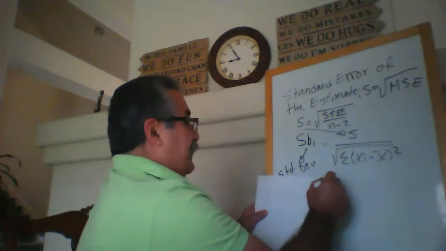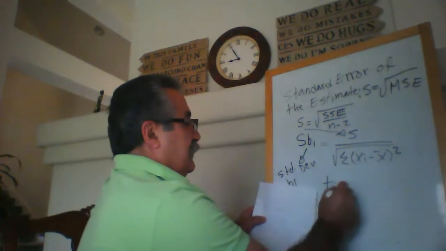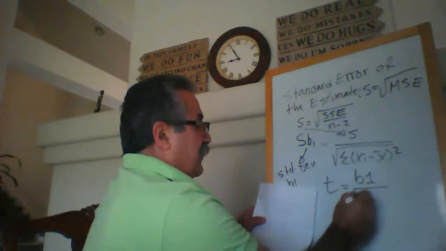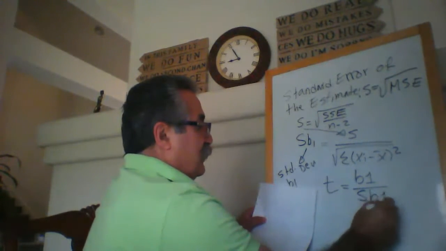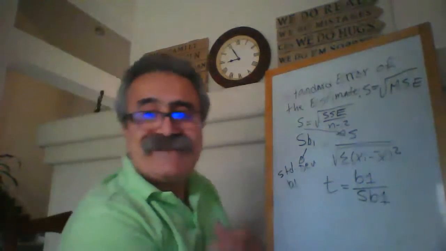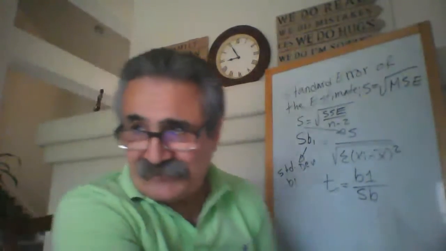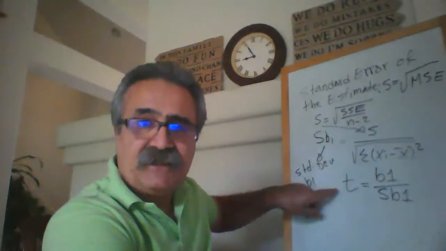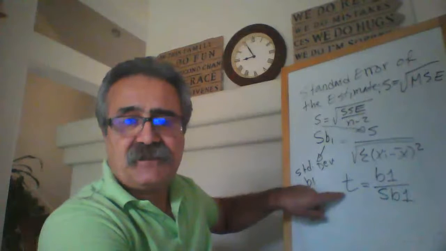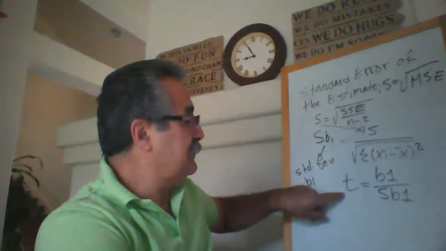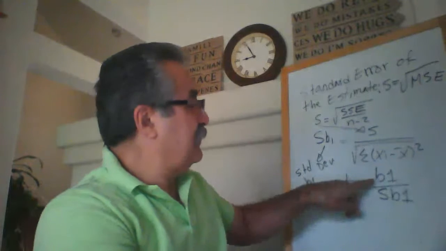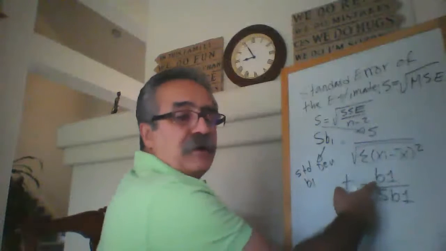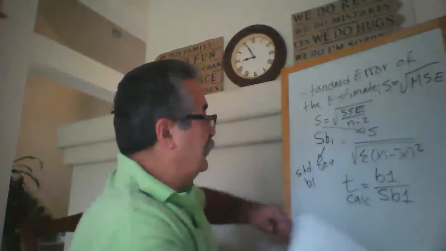And then T is equal to B1 divided by SB1. So when we are going to do the t-test, we have to find the t that we calculate, compare it against t of the given alpha. T that we calculate comes from B1 divided by SB1.